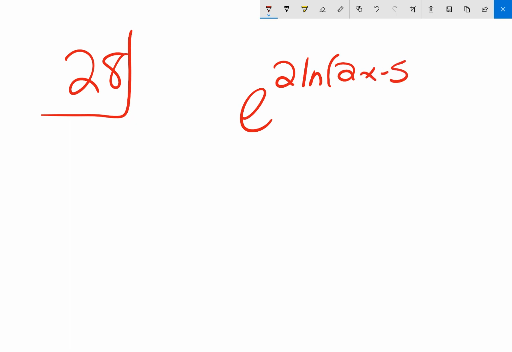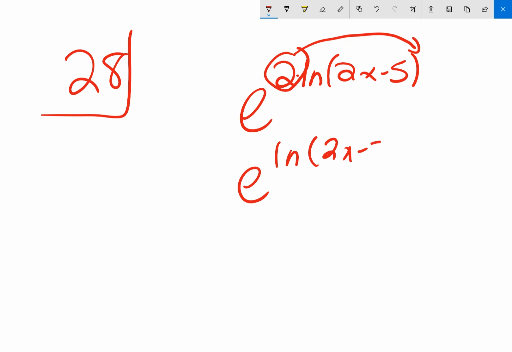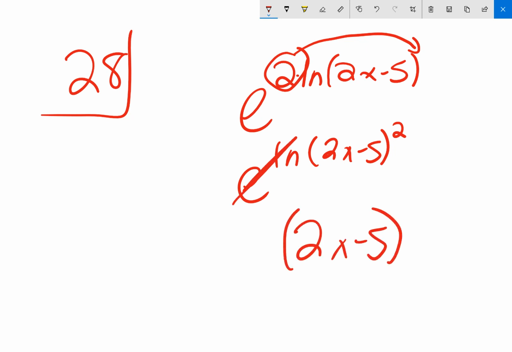Number 28 is very similar to number 26. We have e to the 2 natural log of 2x minus 5. Same thing, we have 2 times the natural log. That 2 got there because it used to be an exponent. So if you put that 2 back in the exponent place, 2x minus 5 to the second power, then the e and natural log can cancel out. So your answer is just 2x minus 5 to the second power. So please remember that exponent switch.